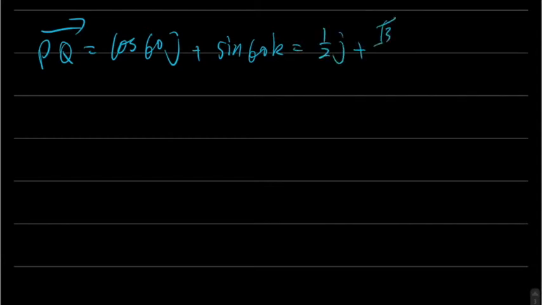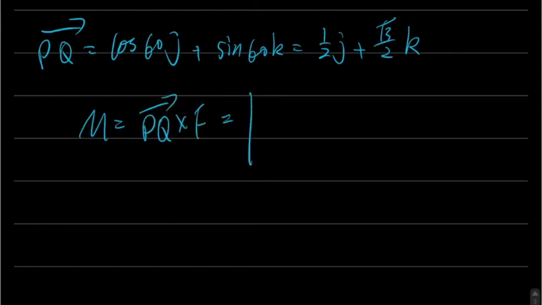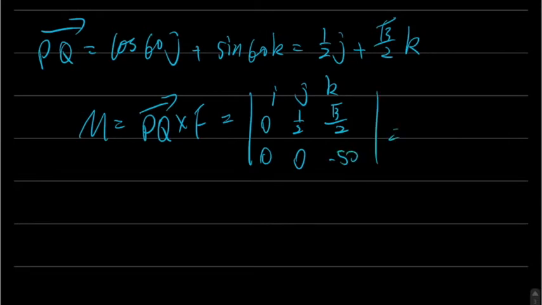And the moment of F about P is given by m equals the vector PQ cross product F. We put i, j, k in the first row, 0, 1/2, and root 3 over 2 in the second row, 0, 0, negative 50 in the third row. By following the earlier procedure shown in the video, we find the answer is negative 25i. And the answer for this question is that the magnitude of this moment is 25 foot-pounds.